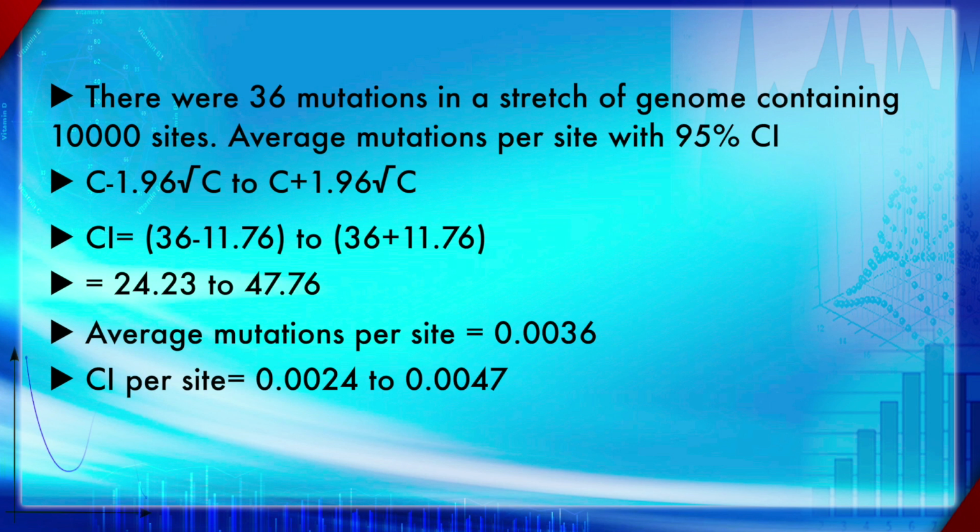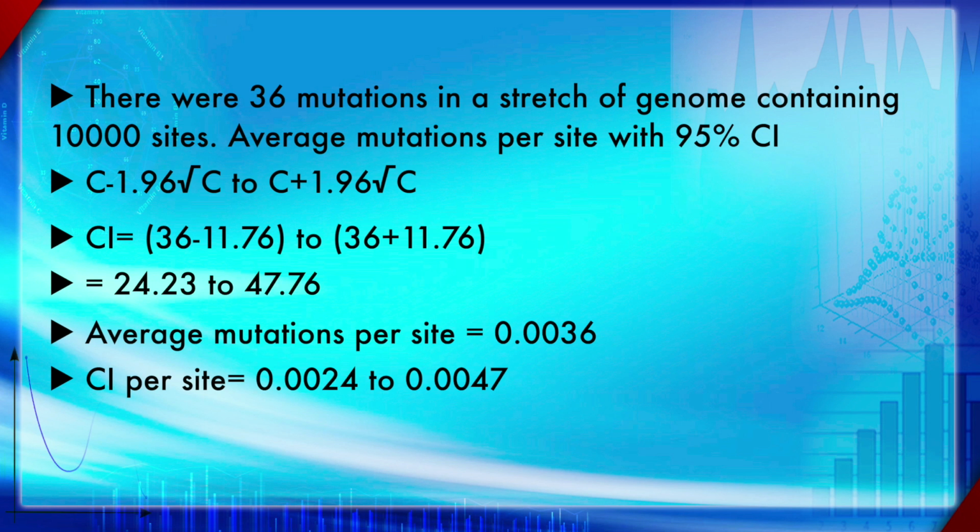But as I told you earlier, the 95% CI you have to calculate on the real observed frequency. So, here there are 36 mutations, that is the count is 36. You have to base your calculation on the 36, not the converted value. So, the formula is, as I told you, C plus 1.96 root C to C minus 1.96 root C. If you solve it, you are going to get 24.23 to 47.76.